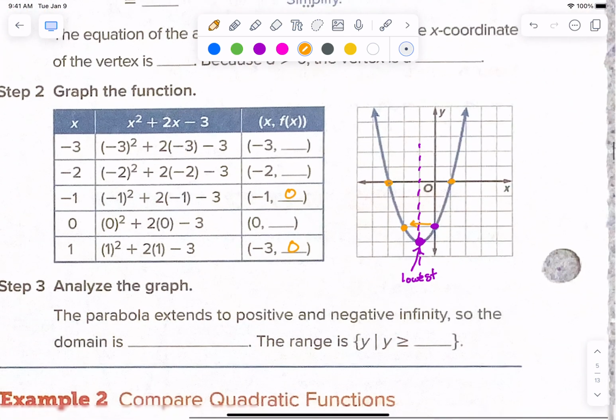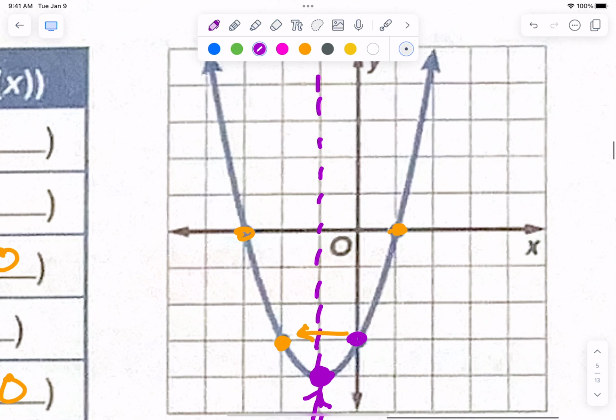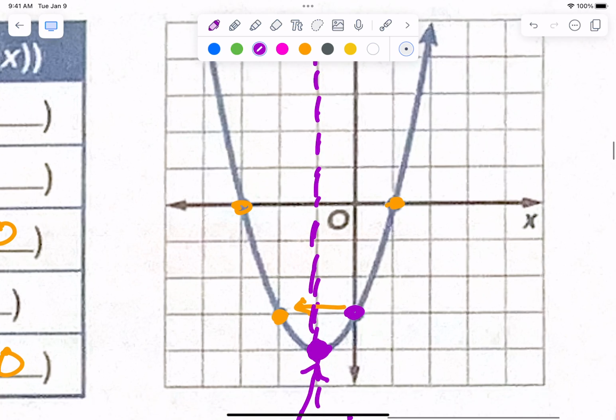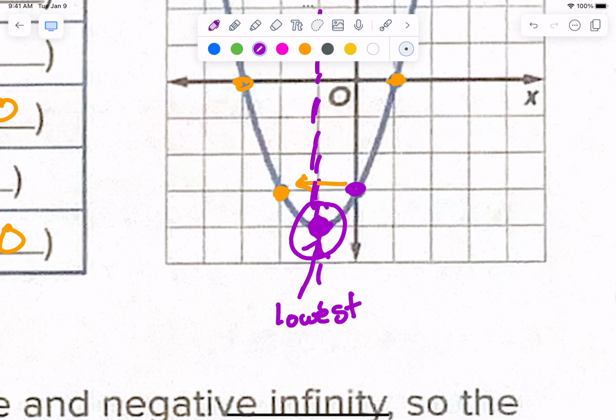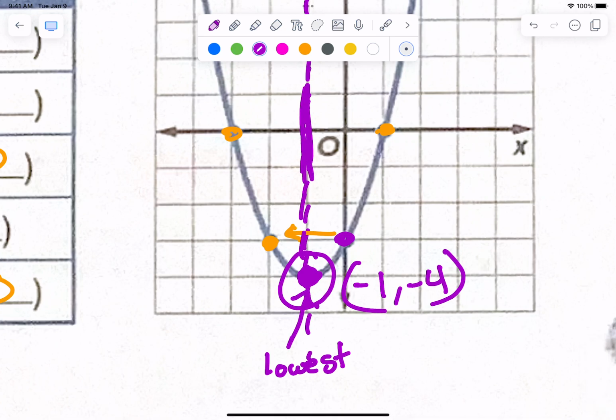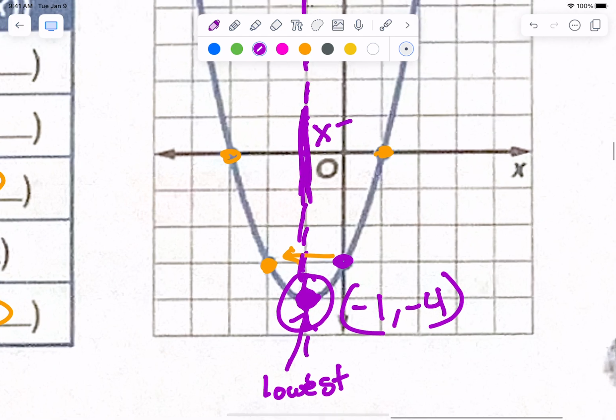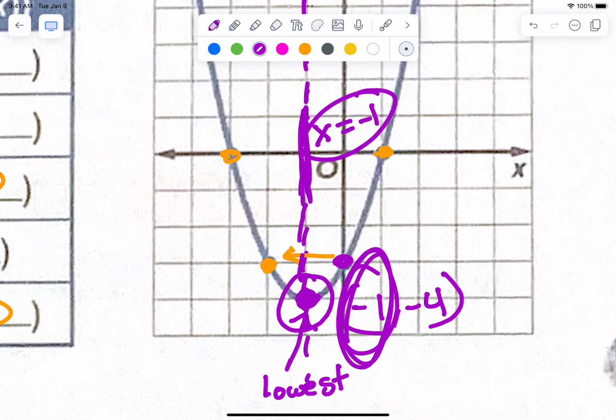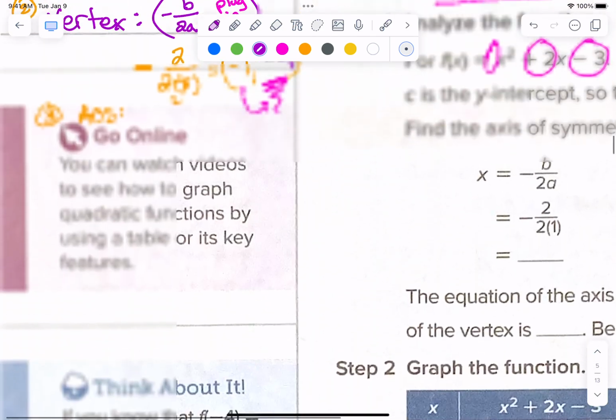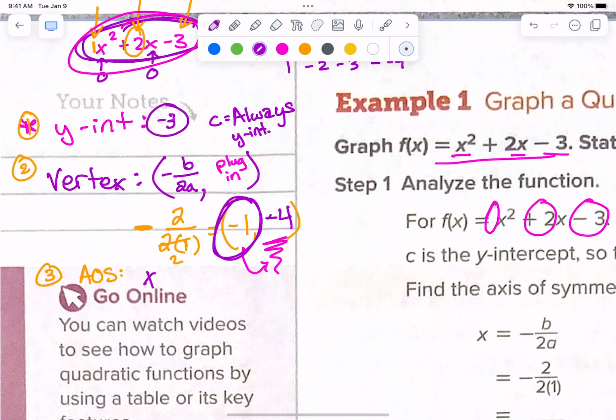Your axis of symmetry is this dotted line that goes through here. And your dotted line will always, always, always go through the vertex, okay? So, if this is my vertex, which is -1, -4, where is it going through the x-axis at? At x equals -1. It is cutting through x at -1 because that's my x coordinate, right? So your axis of symmetry is always going to be this right here, x equals -1.